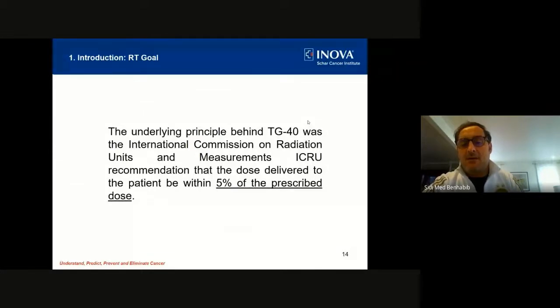And as all of you know, radiation treatment is not only a TPS, treatment planning system, treatment. Radiation treatment is very, very complex. And we're gonna go through this in the next few slides. So next slide, please.